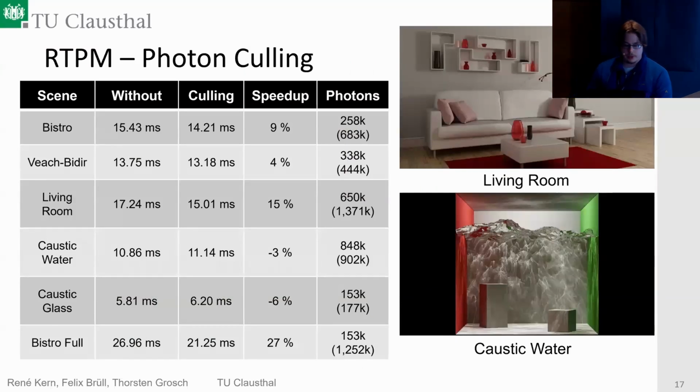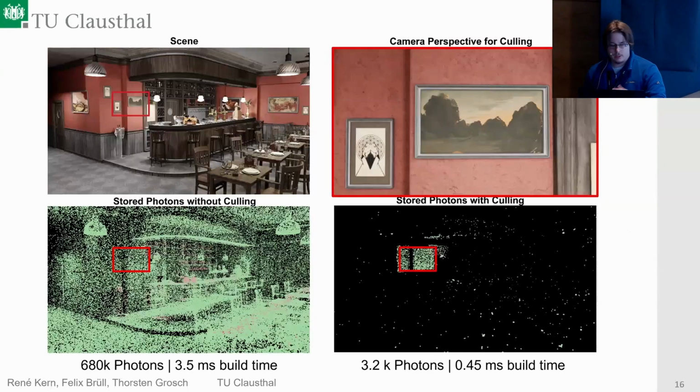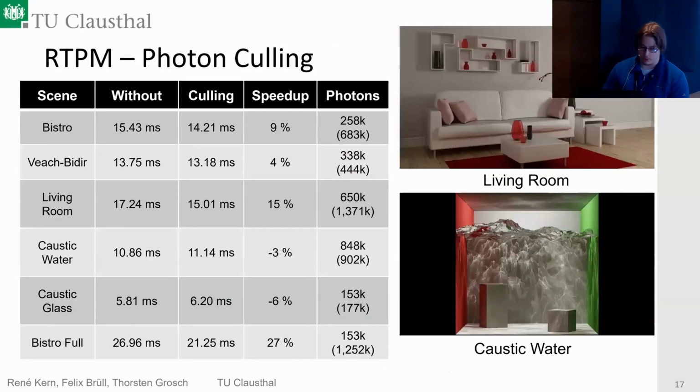We also did a performance analysis with our photon culling, and the main conclusion is that on the bigger scenes like the bistro, the living room, or the bistro full, which is both Lumberyard bistros combined, we can reach a speedup from 9 to 27%. Of course, this always depends on the camera perspective used. So for example, if we use our perspective from the previous slide, the speedup will be greater than 9%.